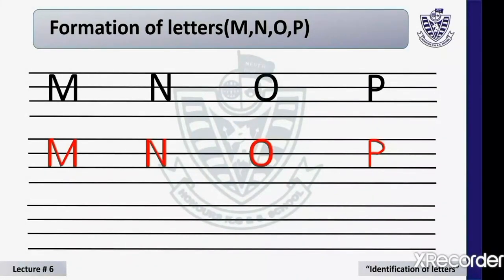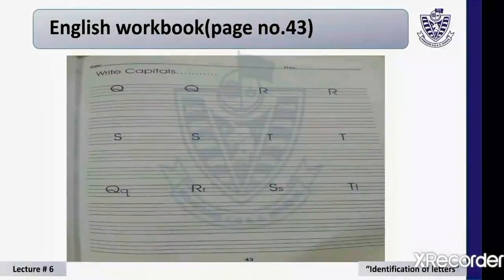M. Straight line, slanting line, again slanting line, straight line. It will become M. Make a straight line, slanting line, again straight line. It will become N. Make a circle. It will become O. Make a straight line and a small half circle. It will become P. Now turn to page number 43.